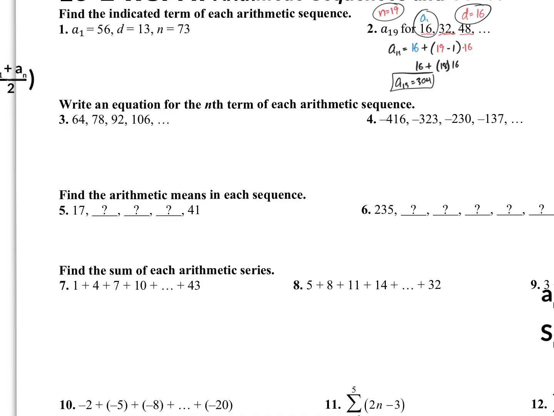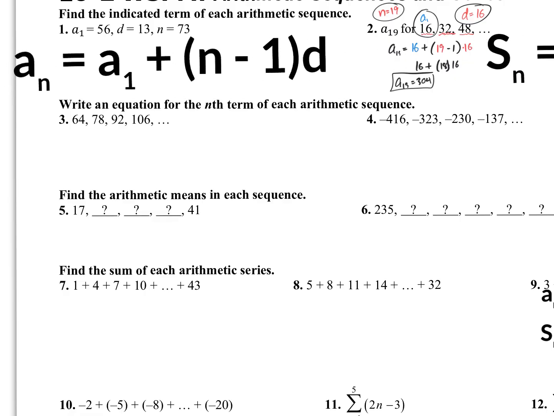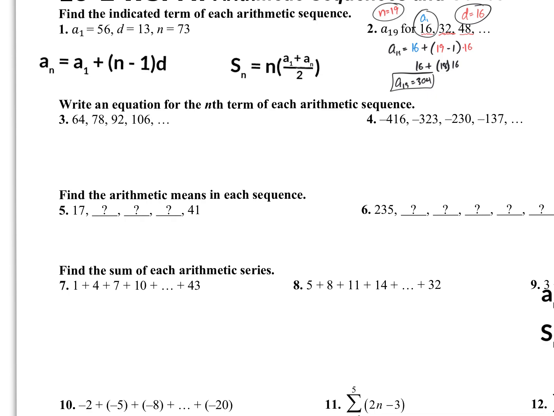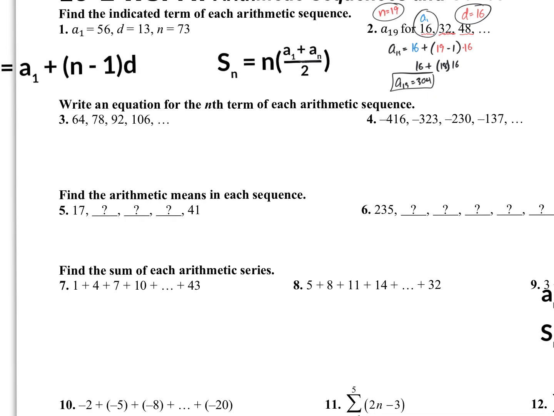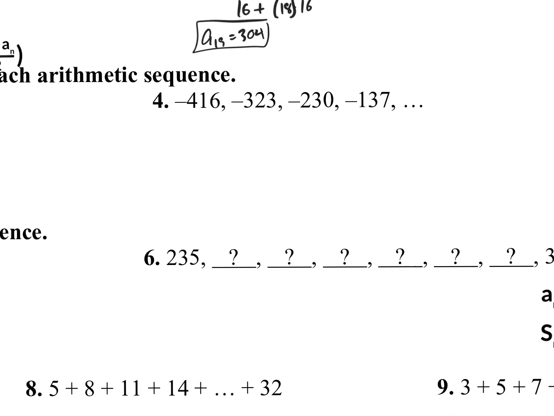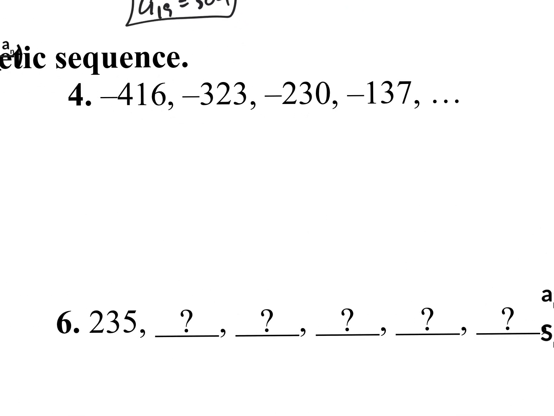So they want the equation that produces the list, right? So ultimately, you want to find the a sub nth rule, but we may have to use a summation depending on the information that they give us. So let's see what information they give us. A sub 1, the first term, is negative 416.